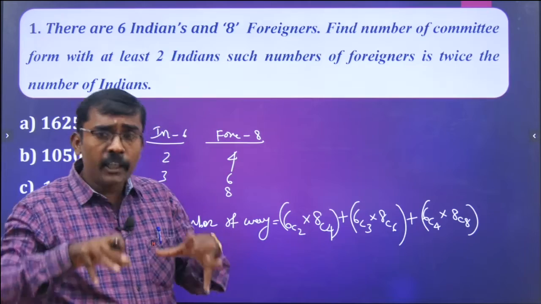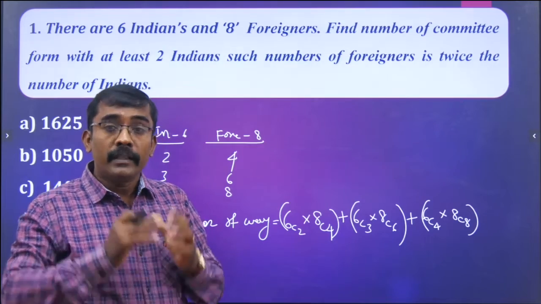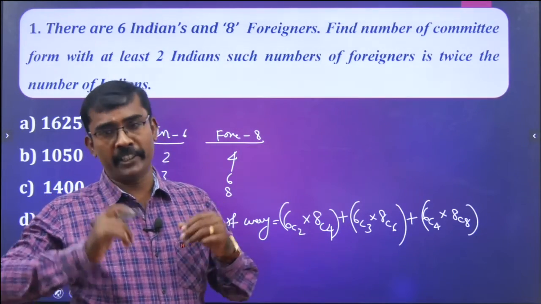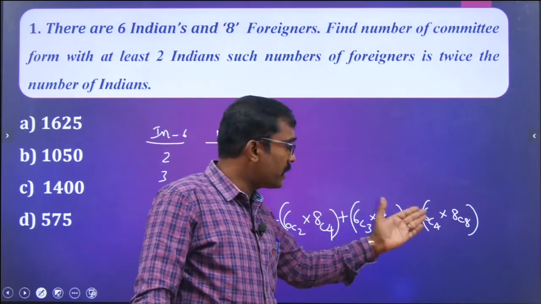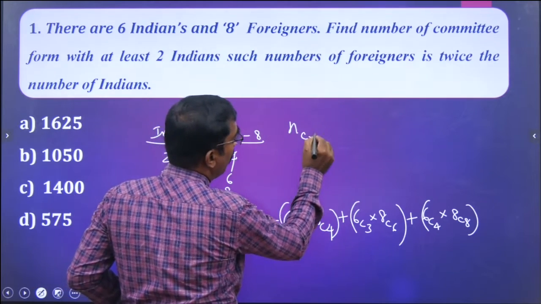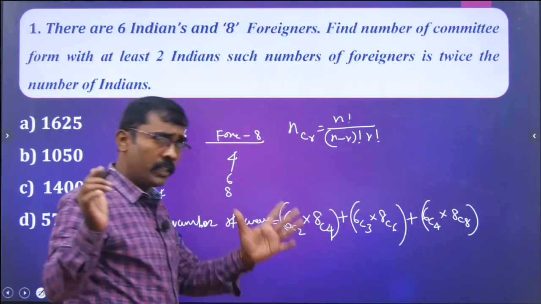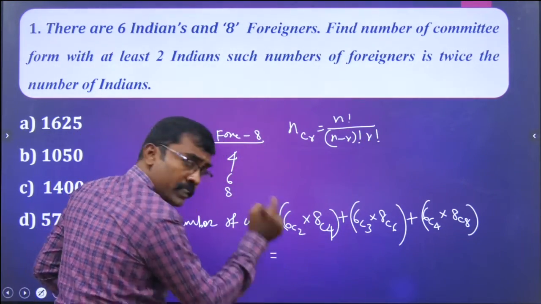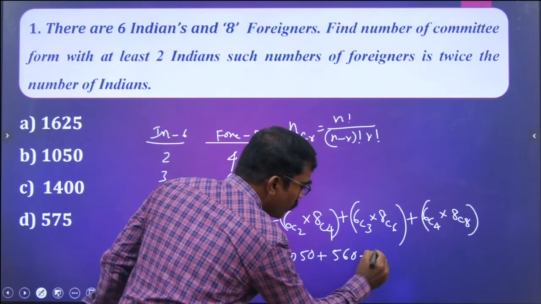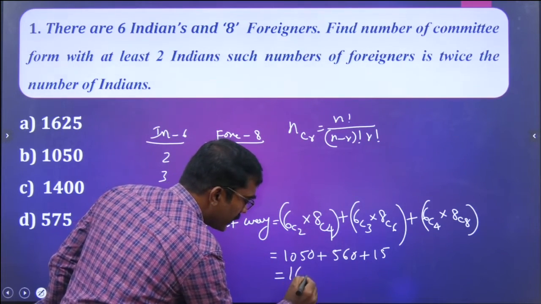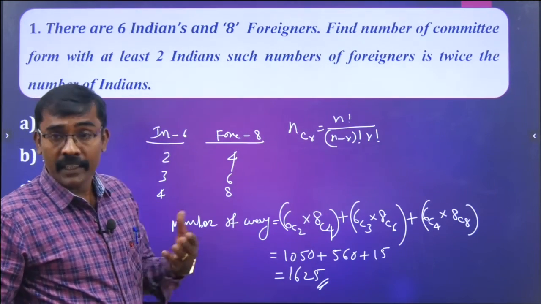If any problem asks how to make a committee or a team, that type of problem we can use combination. Here 6C2 into 8C4, plus 6C3 into 8C6, plus 6C4 into 8C8. The nCr formula is equal to n factorial divided by (n minus r) factorial into r factorial. We know that formula. By using this formula, after simplification, 1050 plus 560 plus 15, and after simplification 1625. This is the correct answer. That's it, so 1625 is the correct answer.